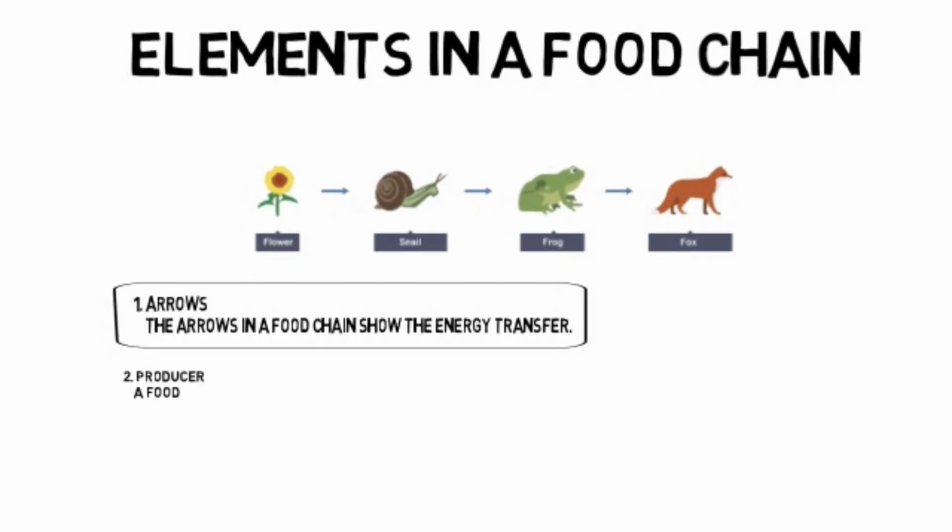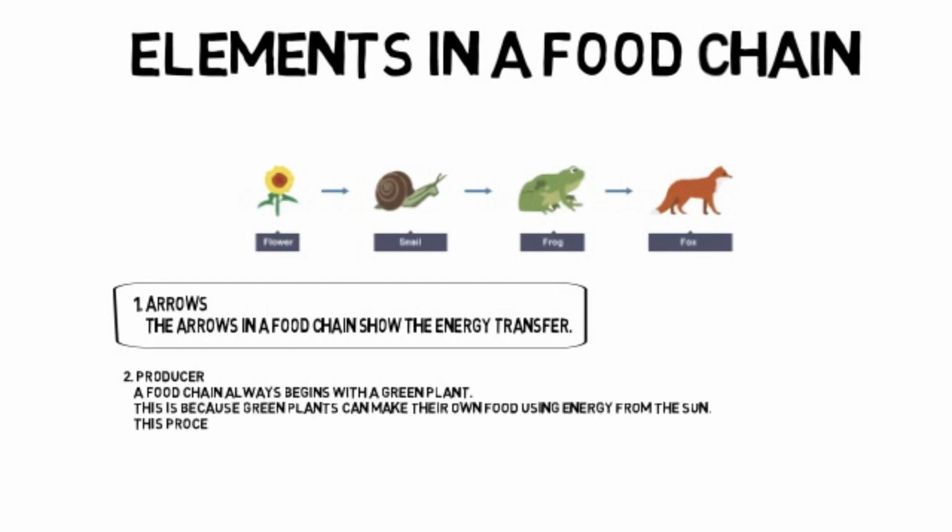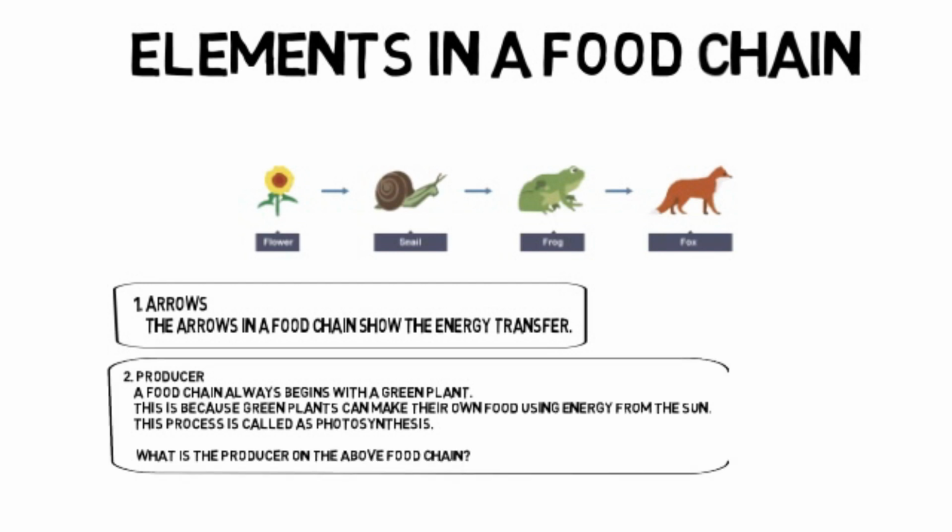Number 2, producers. A food chain always begins with a green plant. This is because green plants can make their own food using energy from the sun. This process we call photosynthesis. What is the producer in this food chain? Of course, it's the flower.